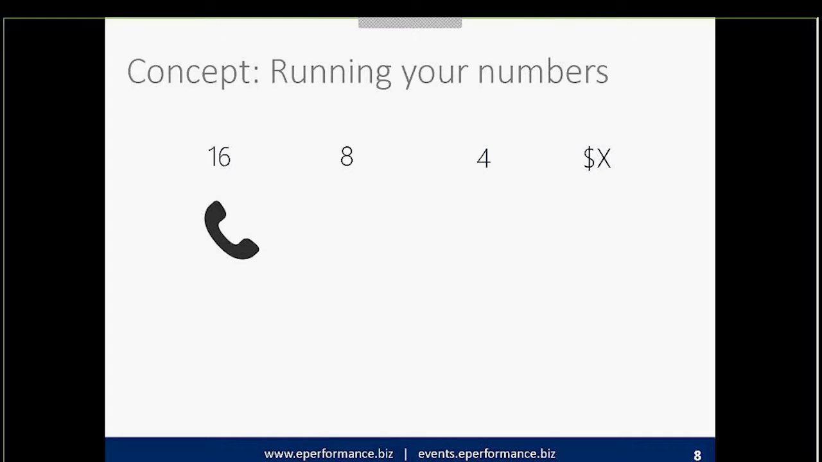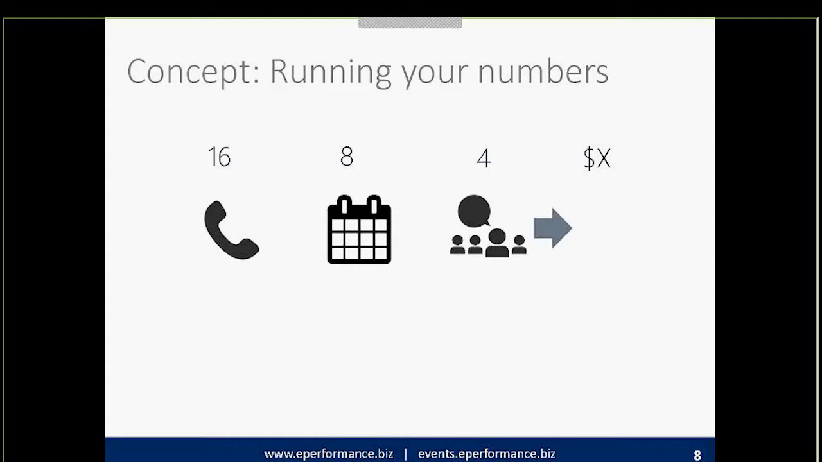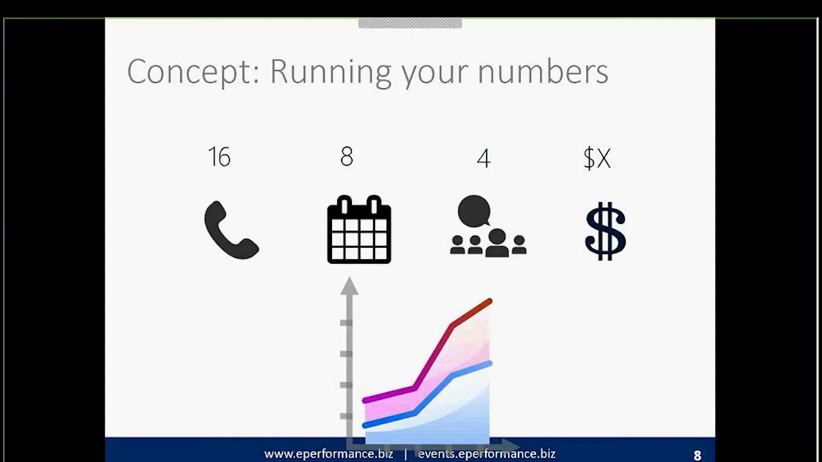So the concept of running your numbers is if I make 16 phone calls, that's going to turn into 8 meetings. Those 8 meetings will turn into 4 follow-ups. And those 4 follow-ups are going to turn into some kind of revenue or predicted revenue. And what that allows you to do is project your cash flow. This is great for sales organizations. And as a sales individual using a CRM system, this is the holy grail.